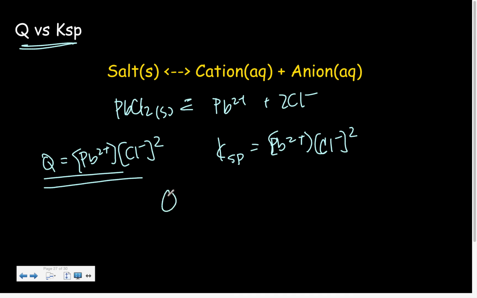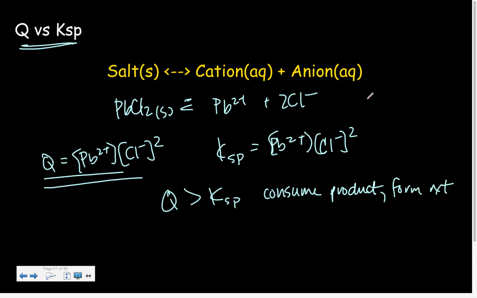Now, again, if my Q is bigger than my Ksp, what's that going to mean? What direction is my reaction going to go? If my Q is too big, bearing in mind that all of these are product over reactant for the most part, that means I have too much product. So what am I going to do? I'm going to consume product and form reactant. Now, if we look here, what does that mean? If I consume my products and I form reactant, that means precipitation. That means I'm going to precipitate, yes?